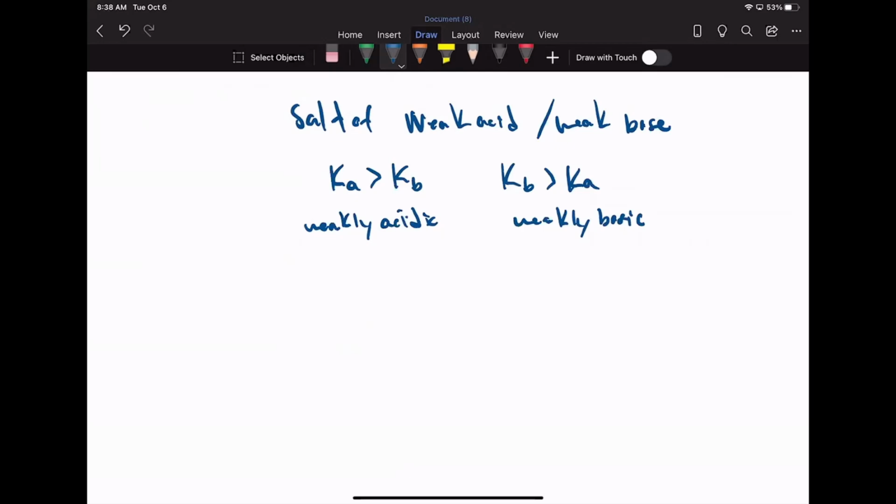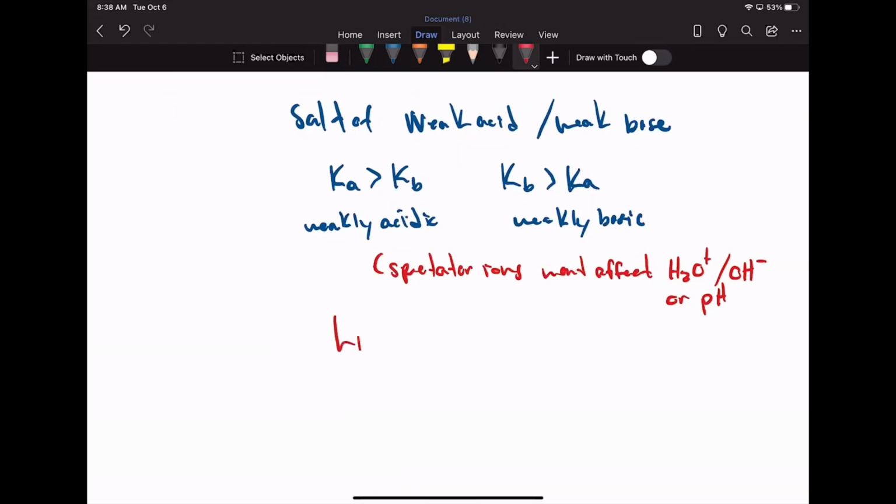And the spectator ions are just really unaffected. They just won't affect hydrogen. Let me just write that down as well. So we'll just say spectator ions won't, they won't affect hydronium, or pH.